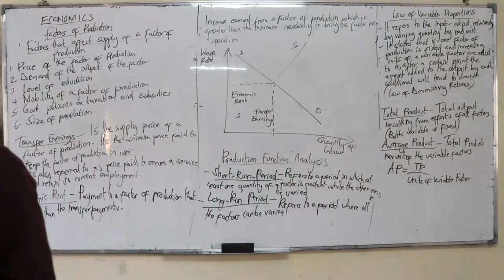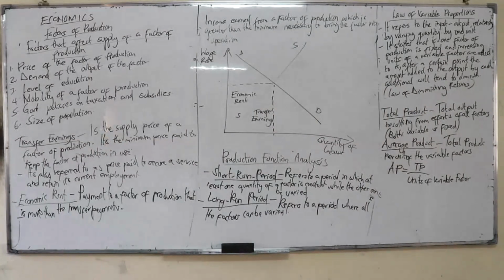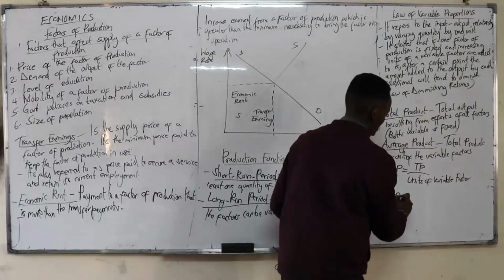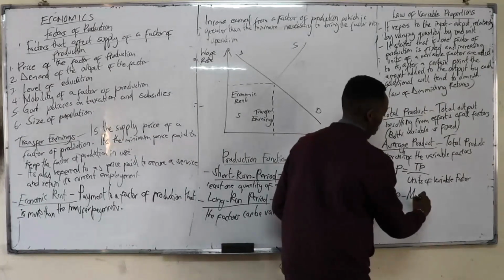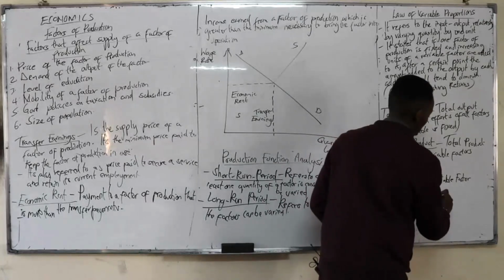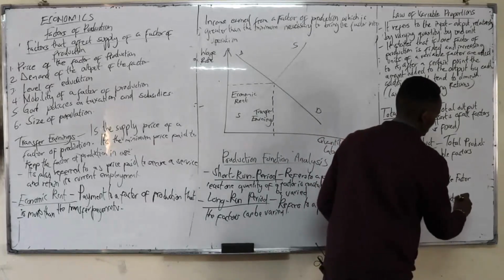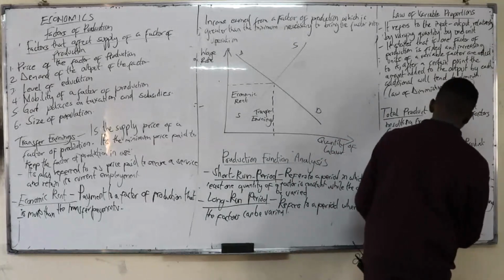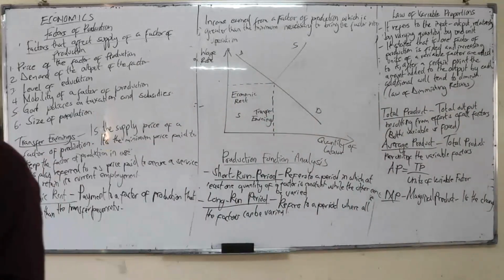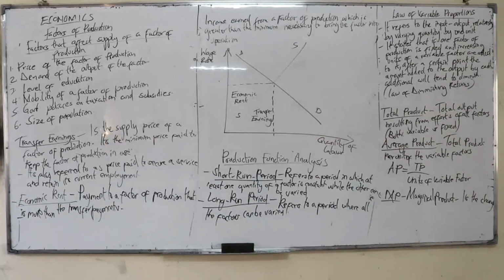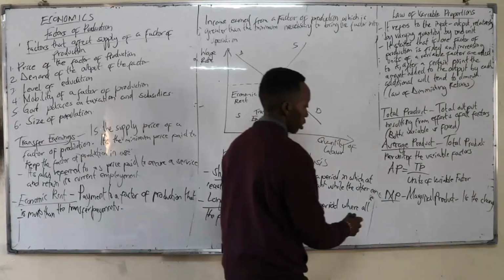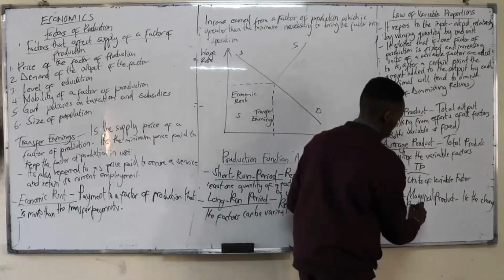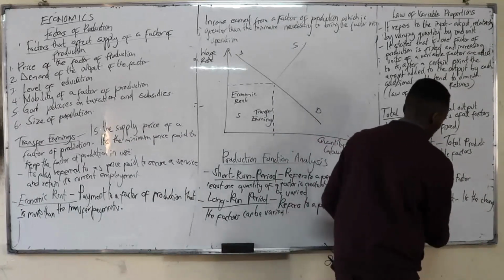And then we also have the marginal product. Marginal product is the change in total product per unit change of the variable factor.